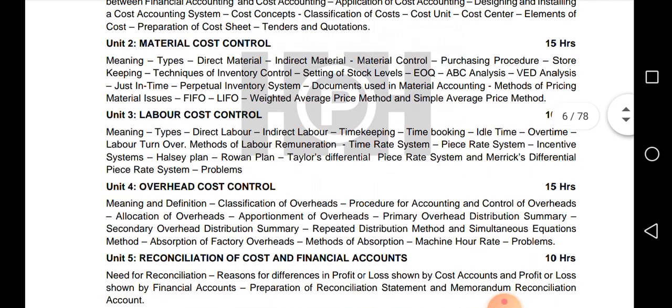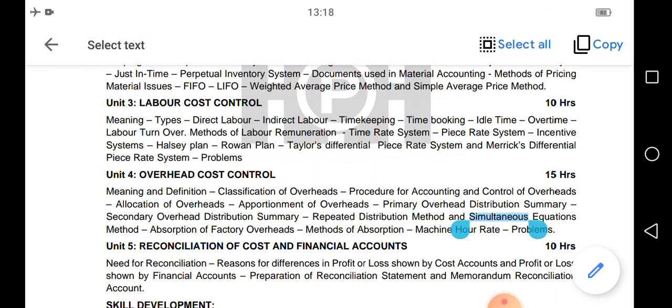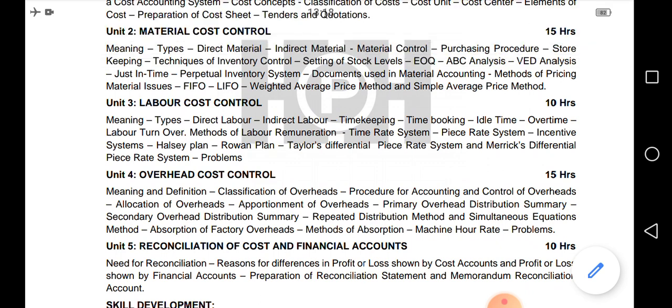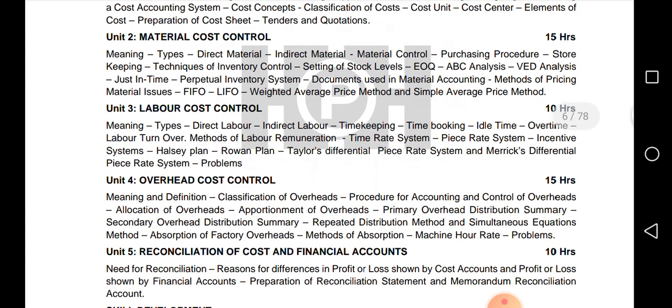Unit 3 is about labor cost control, and here you will come across the different methods and techniques of calculating labor, and how you are going to elaborate the labor cost control. Unit 4 is about overhead cost control. Here you will come across the purpose of costing, different types of costing, different types of overheads, and the reasons for these overheads.